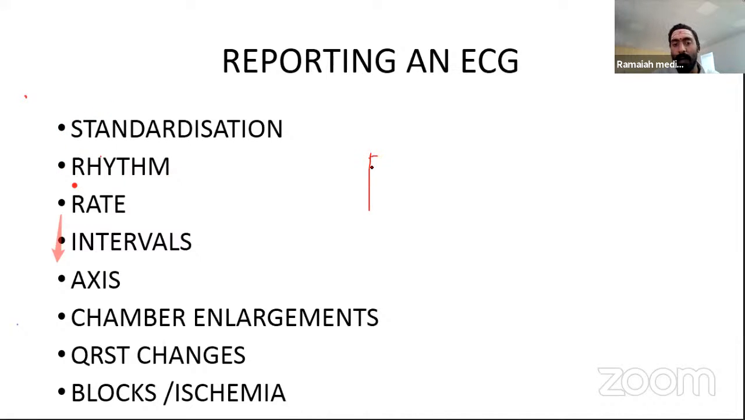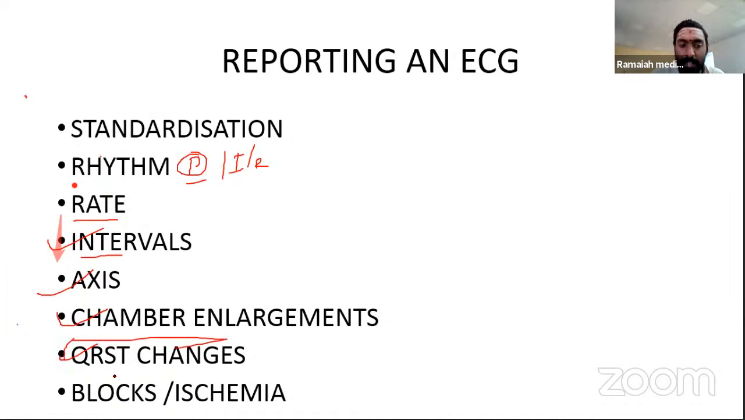And there is something called the P wave axis, which should also be around 60 degrees. So these are all the things that should be there to call a rhythm sinus. So here we look at the P wave first. Then you look at whether the rhythm is regular or irregular, and then you look at the rate and the intervals, mainly the PR interval and the QT interval. Then calculate the axis, left, right, or extreme. Chamber enlargements will be dealt with in the next class. And when you're describing, I feel it is better you describe the QRST changes.